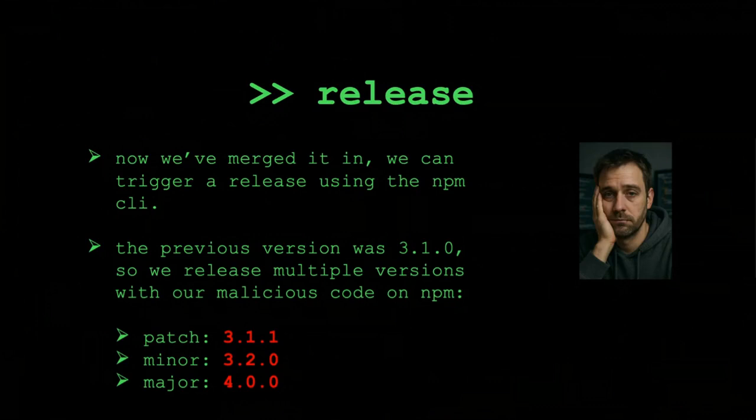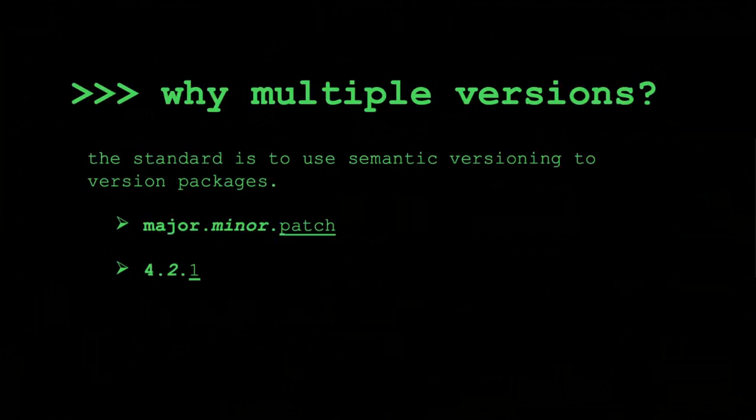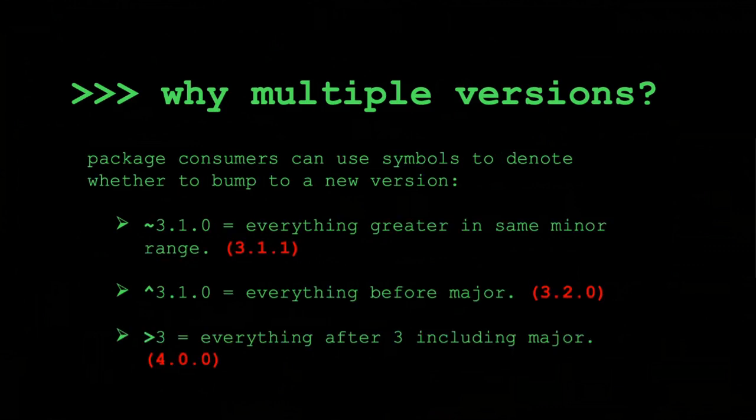So why do we do that? Why do we go to the effort of creating multiple versions? Well, it's to cast the widest net in terms of packages that are consuming Oz. If you think about semantic versioning, you've got on the left-hand side major, minor, patch. What we know in npm is that developers will provide different symbols at the start of a version to install the latest version, for example. If you use the tilde for 3.1.0, that's going to be everything greater in the same minor range. Then you've got the little top hat, the caret, which is everything before the next major.